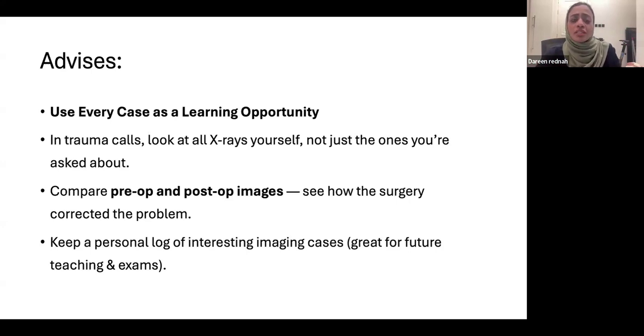Always compare the pre-operative and post-operative images. See how the surgery corrected the problem.